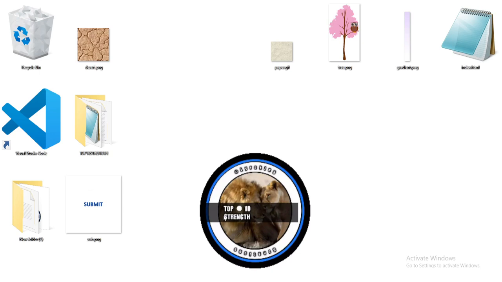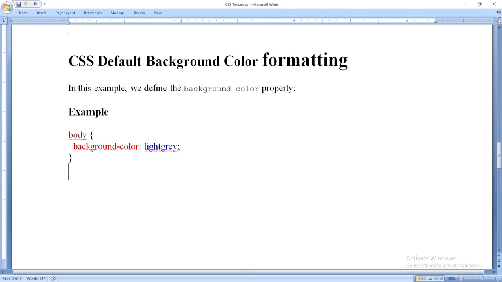Welcome back everyone. Quickly, let's continue our discussion on CSS text formatting. And right now we'll be discussing the CSS default background color formatting. In this example, we'll define the background color property. We'll be using the CSS background color property. So, back to our document.